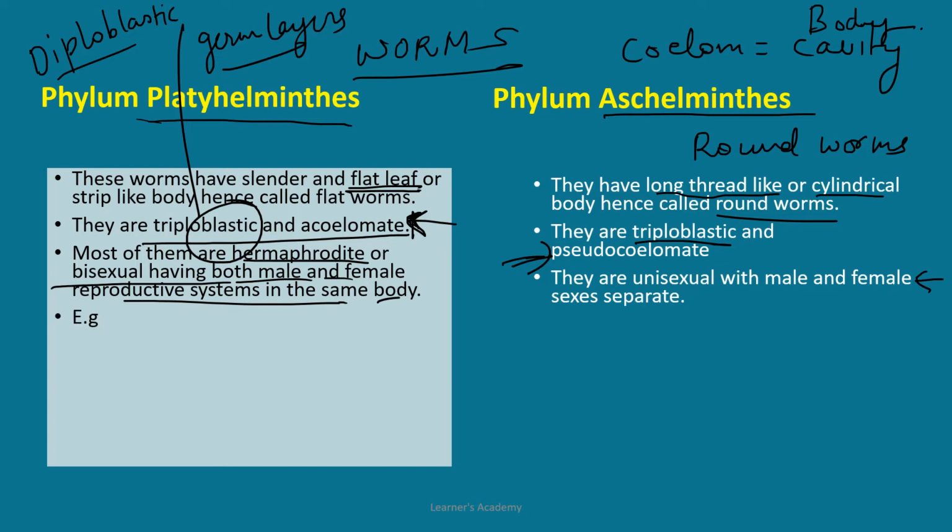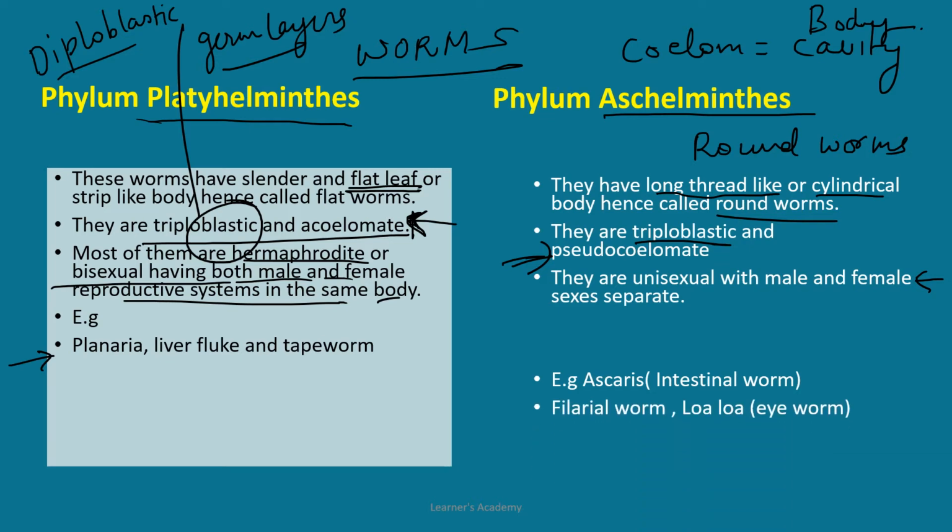Examples: in case of phylum Platyhelminthes, we have planaria, liver fluke, tapeworm. In case of phylum Aschelminthes, we have Ascaris, that is intestinal worm, filarial worm, and Loa loa, which is eye worm.